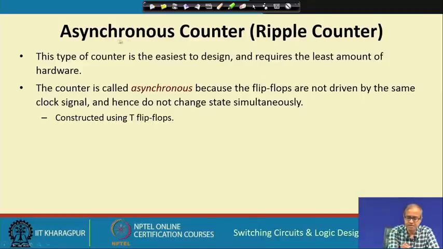Now, let us try to explain these two terms, asynchronous and ripple. We call this kind of counter asynchronous because the flip flops, it can be a 4-bit counter, there will be 4 flip flops. The flip flops are not driven by the same clock, unlike a register. In a register design, if you recall, all the flip flops were driven by the same clock signal, but in an asynchronous counter, we are not using the same clock to drive the flip flops, which means the flip flops are not changing their states at the same time, they are not synchronous. So, asynchronous means not synchronous. And these kind of counters, you shall see why, are very conveniently designed using T flip flops.